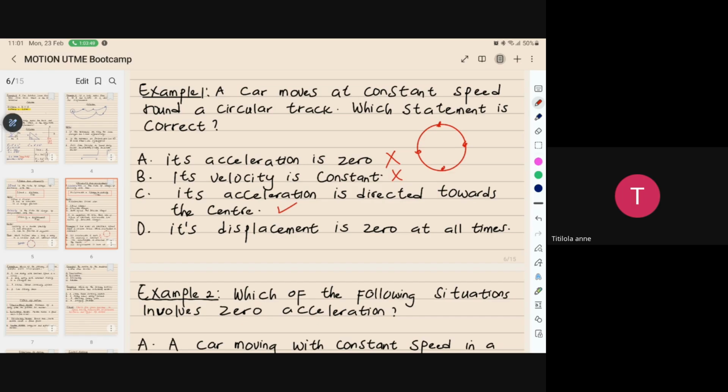Does that make sense, guys? Do you understand why C is the answer? Yeah, thank you, Justice. Thank you, Rachel.